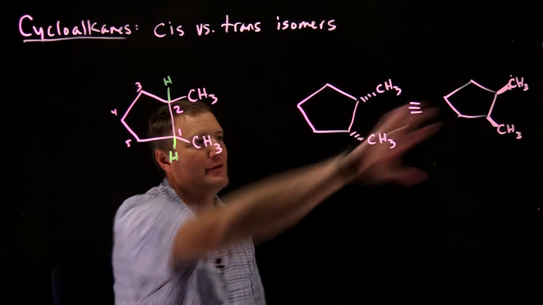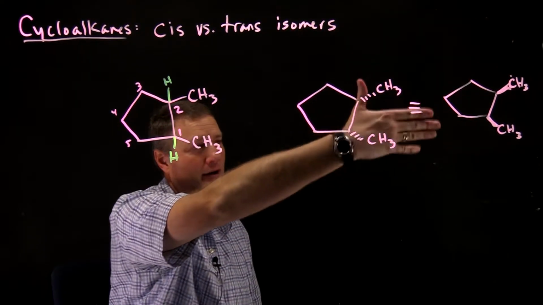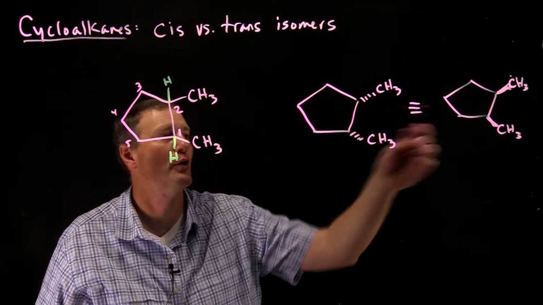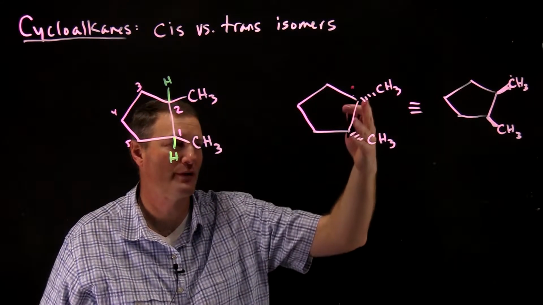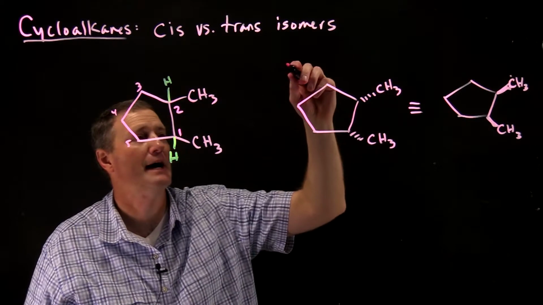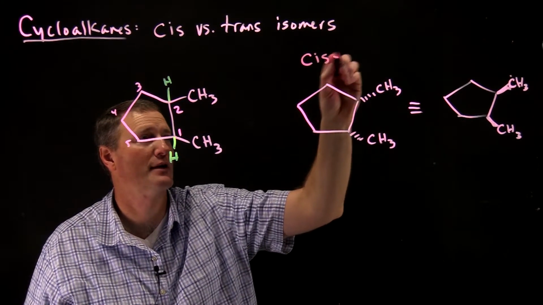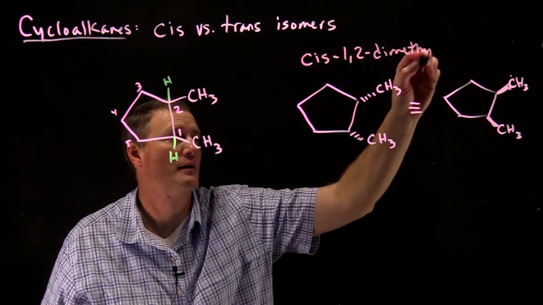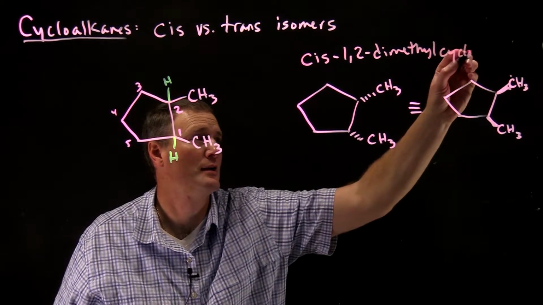If you built a model of this and just simply flipped it over 180 degrees, you could see that the methyl groups would in fact align. So both of these, where we have two either dashes or two wedges, these are going to be the cis version of this molecule, 1,2-dimethyl cyclopentane.